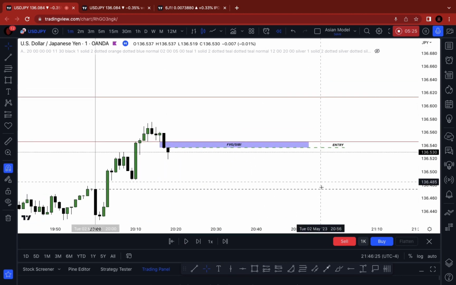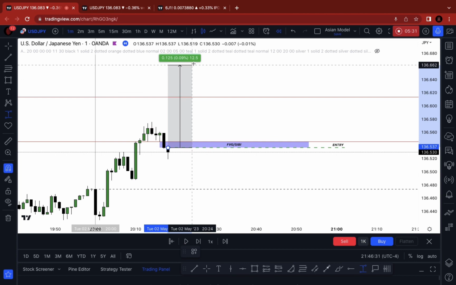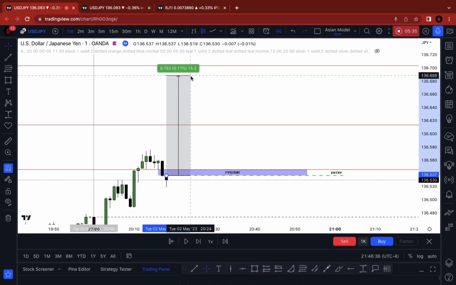Then I would frame my stop loss. It's going to be 15 pips generally. Sometimes it's 20, but 15 pips from the entry. So stop loss would be here. So we're going with a 15 pip SL.